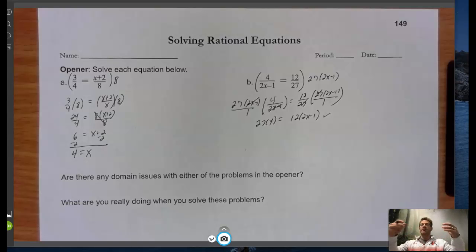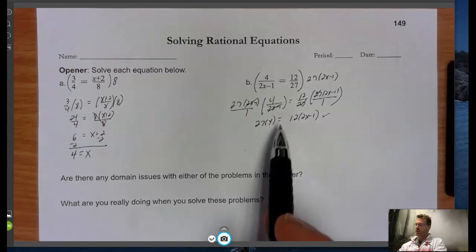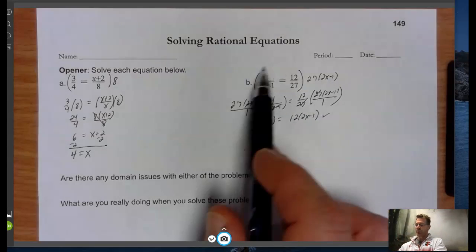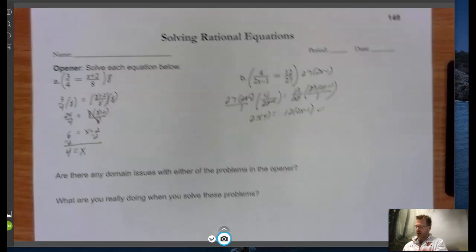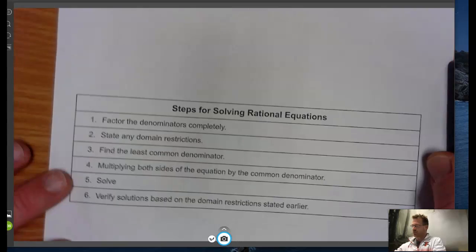And that's actually going to come in very handy because some of our rational equations are going to be a little bit more complex than parts A and B. Now, if it's still a proportion, you can solve it by cross multiplying. But we're going to focus on this idea right here about multiplying by our common denominator. Okay, so now let's look at some steps here.